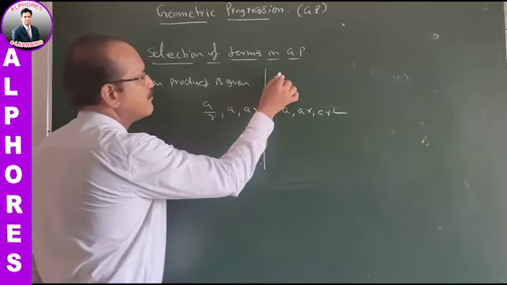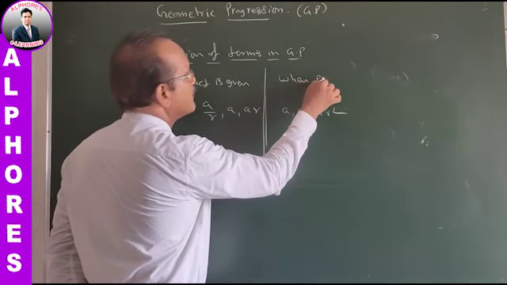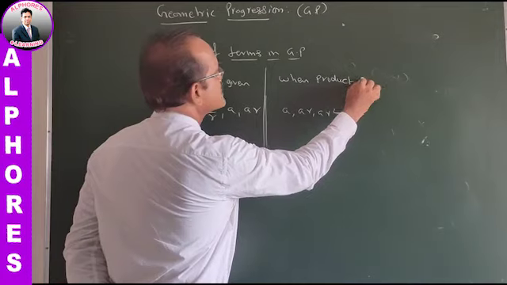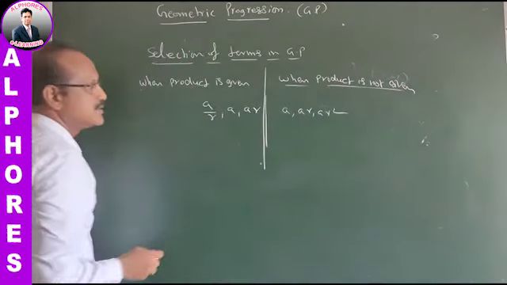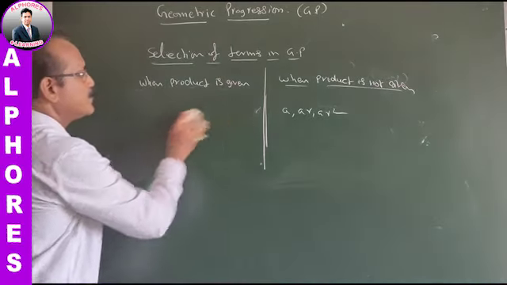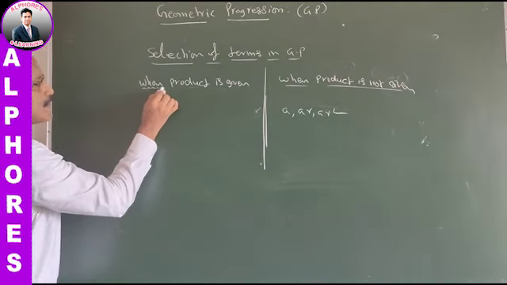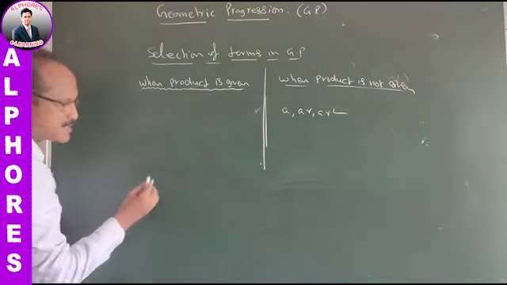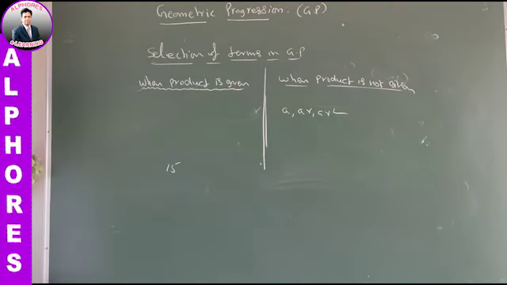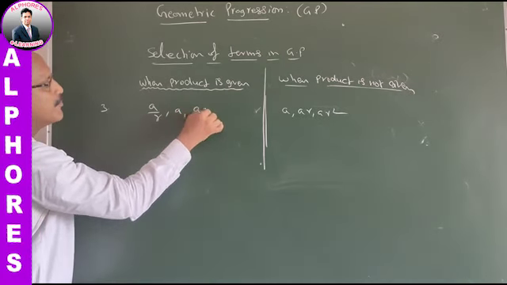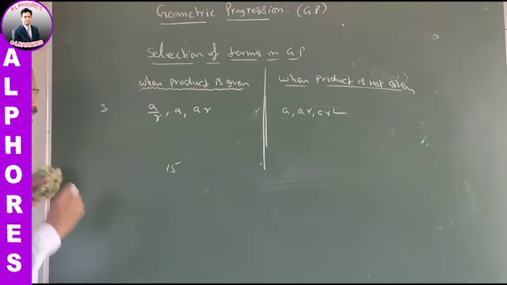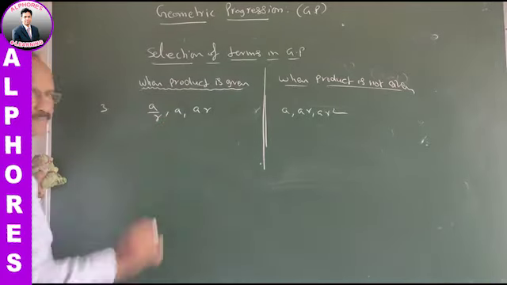This is the first case. The second case is when the product is not given. That is, these are the two possible cases. In a problem, when the data contains the product, that is, the product of three terms is 15 of a GP, then that is the product-given case. Then you can choose three terms of a GP in this manner: A by R, A, AR. Right? That is, the middle term must be A.